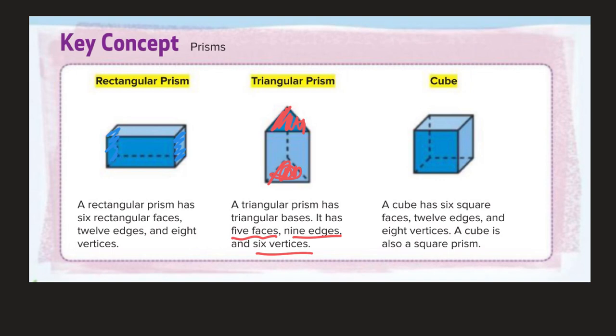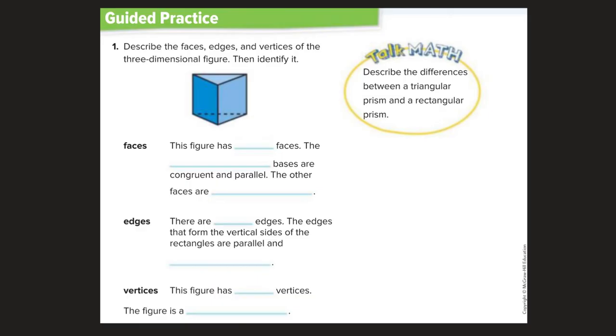And then one that has all squares is called a cube. It has 6 square faces, 12 edges, and 8 vertices. A cube is also called a square prism, or you could just call it a cube. It's kind of one of those special ones where they're all the same. It's like a dice.